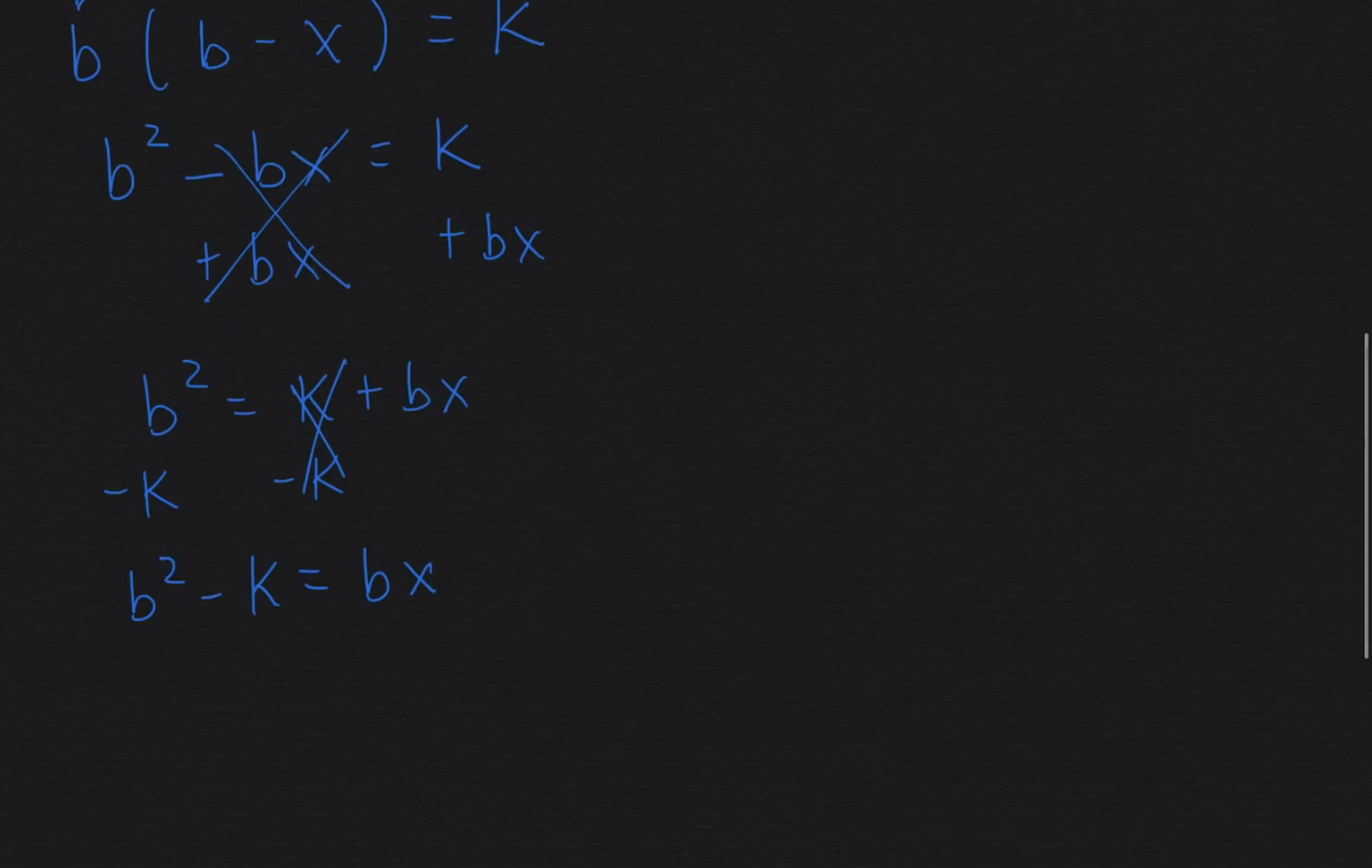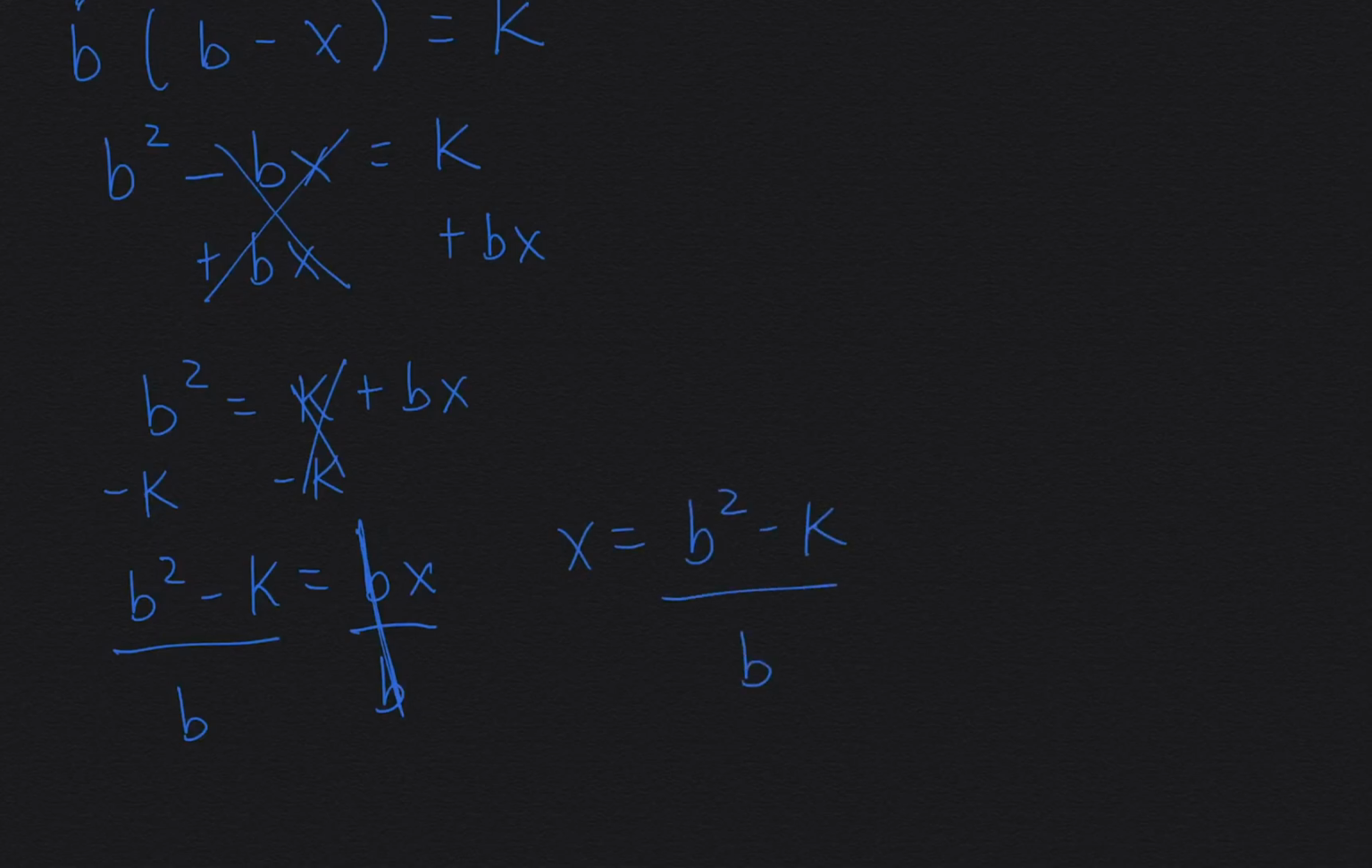And now we're still continuing to try to get x on its own. And we are going to divide by b on both sides, meaning that these b's cancel out. And now we have x is equal to b squared minus k all over b. And this is our final answer.